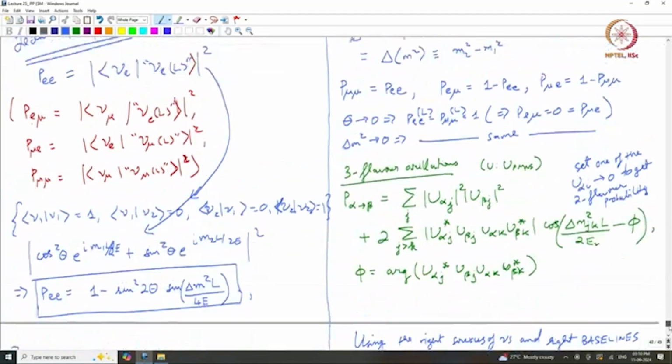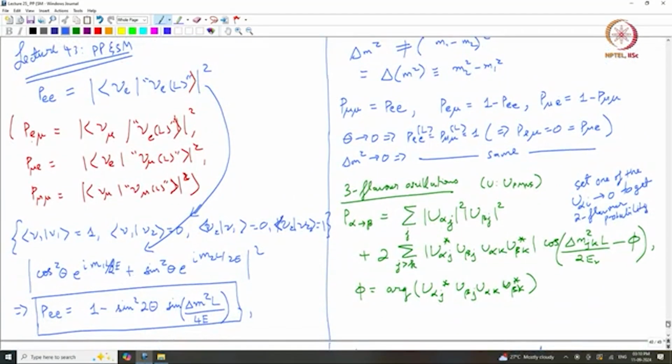So we obtained this as the expression for retrieving an electron neutrino back as an electron neutrino after it propagates. And as expected, it depends on the mixing angle given to us by nature, but also on the difference in the square of the masses in the mass eigenstate. But it also depends on the length that was travelled by the neutrino, which is also known as the baseline. And finally, it depends on the energy of the neutrino that you get from the source.